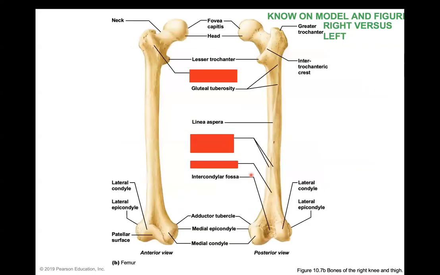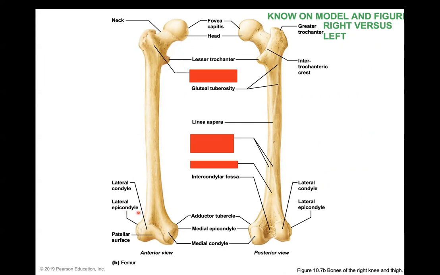So here is the anatomy of a femur. At the proximal end, we have the head of the femur, the greater and lesser trochanter. And then remember, trochanters are only found on the femur. The greater trochanter is going to be on the lateral side, and the lesser trochanter is going to be on the medial side.